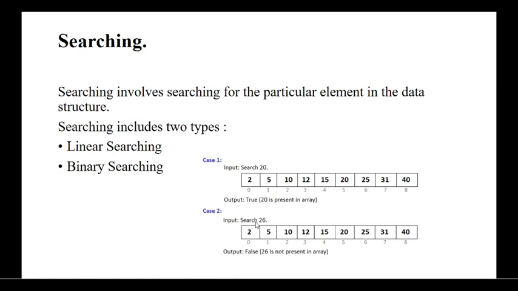And in another case, here we want to search 26. Again, taking linear search, first the search starts. 2, first element, no, this is not our searching element. 5, no. 10, 12, 15, 20, 25, 31 and the last element is 40. But we wanted 26. So we traversed the entire array, from the first element to the last element, and we were not able to find the element which we wanted. So here the search is not successful. We are not able to find it. The element is not available in the data structure.